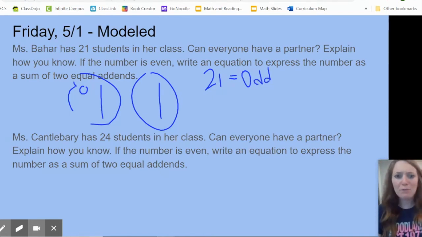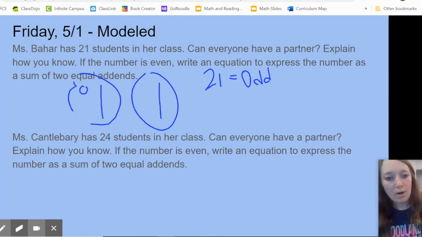Okay. Miss Candleberry's class has 24. Miss Candleberry has 24 students in her class. Can everyone have a partner? Explain how you know. If the number is even, write an equation to express this number as a sum of 2 equal addends. Okay, so I could just look at the ones place. I know that there's a 4 in the ones place, so I'm predicting that this number is even. But I'm going to still draw it out just in case.